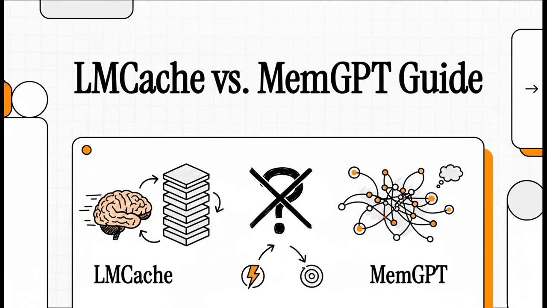Okay, so if you're building anything with LLMs, you've definitely heard the names LMCache and MemGPT thrown around. And you've probably noticed they both talk about memory. But here's the thing, and this is the key secret: they are not competitors. Not even close. They actually solve two completely different problems. So in this explainer, we're going to cut right through all the confusion and show you exactly what each one does, why they're different, and most importantly, why you might actually end up needing both.